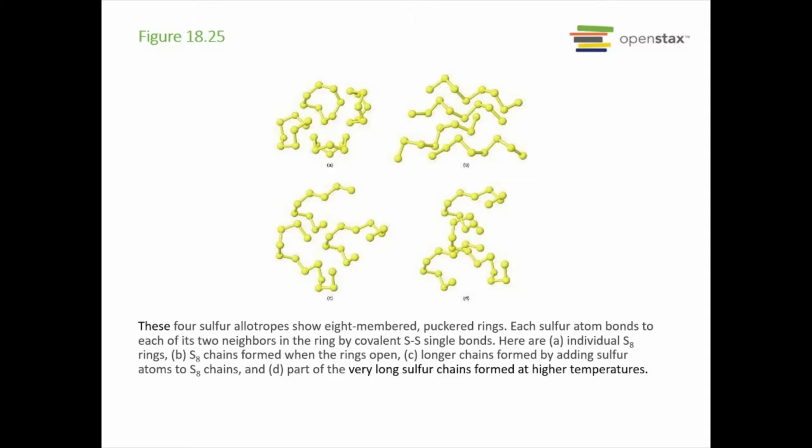So these are 4 of sulfur's allotropes. Each have 8-membered puckered rings. You can kind of see the puckering in some of these rings here. So in A, you've got the S8 rings, B, S8 chains that are forming when those rings open. C, now we're adding sulfur atoms to the S8 chains, making longer chains, these polymers, and then D, when they start forming very long chains and tangling together.